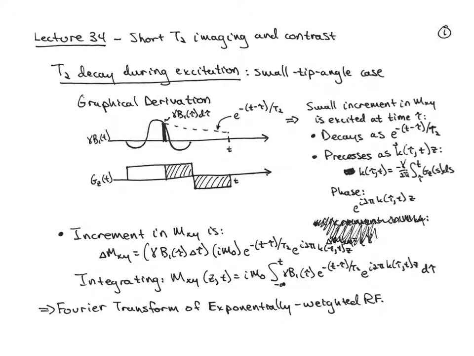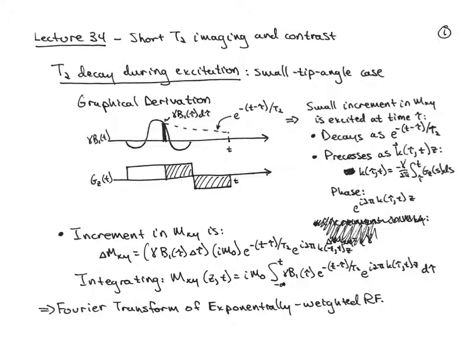In this lecture, we're going to talk about the effects of short T2s on the profiles that are excited by an RF pulse. Then we're going to talk about RF pulses for UTE sequences, that is half pulses, and RF pulses for suppressing long T2 signal components.